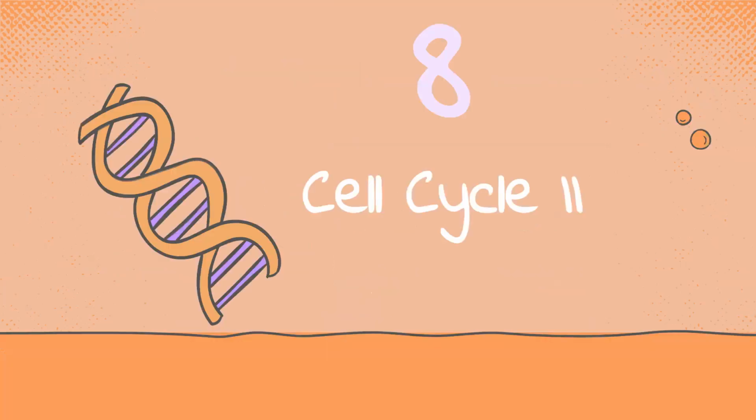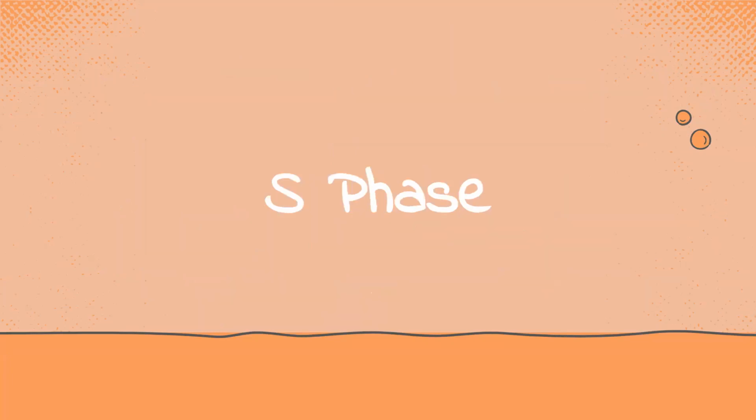All right, so we're gonna start off with cell cycle 2. We got split up between our last topic, cell cycle 1, so we're gonna finish that off. We're gonna start with S phase because G1 was a part of our cell cycle 1 unit.